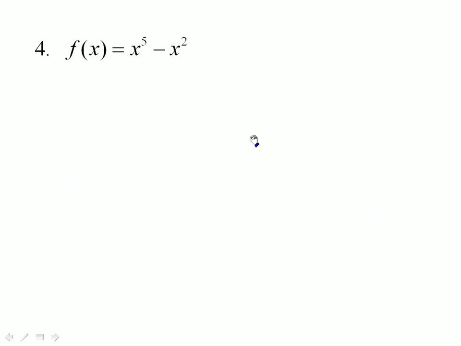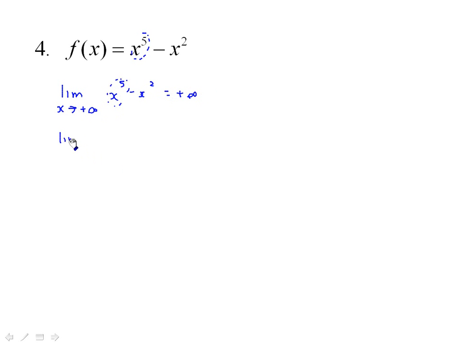x to the 5 minus 2. Really what you're concerned with is the leading term. So if you take the limit of this function as x, let's do both separately, gets bigger and bigger, well, this whole function is going to get bigger and bigger.